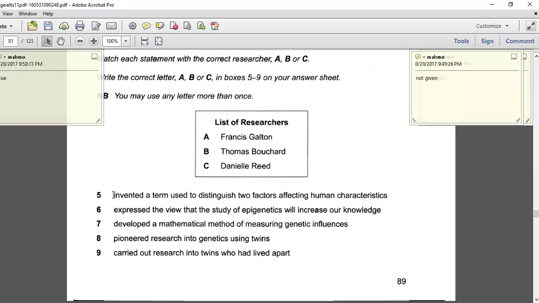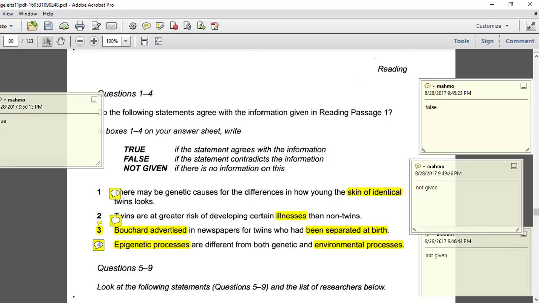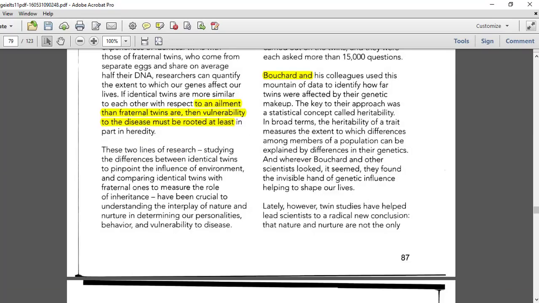Yes, we would like to see these sentences go back to whom? Galton or Bouchard or Reed? Get back to the passage. First question: invented a term used to distinguish two factors affecting human characteristics. So he coined some term to distinguish between the two factors affecting human characteristics. Get back to the passage and see who did this.